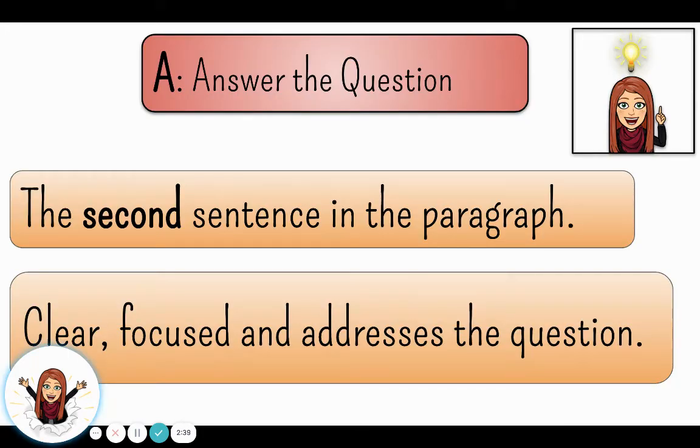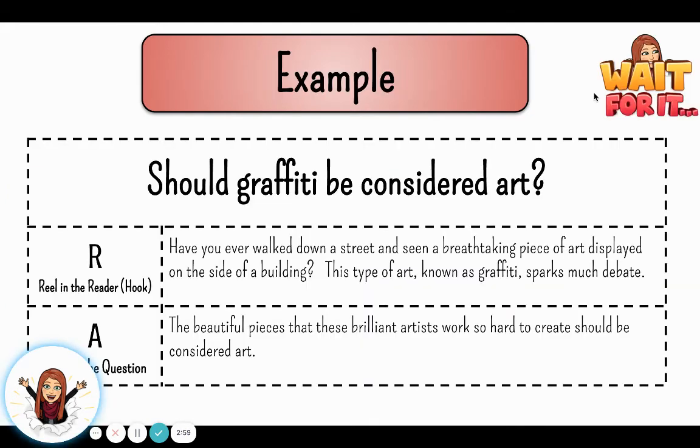Let's talk about the next sentence. The next letter in our acronym is A, which is answer the question. So this is sentence number 2. Our question is sentence 1, and now our answer is sentence 2. And this is clear and focused, and it addresses the question. So you have to make it clear what your answer is. Let's look at an example.